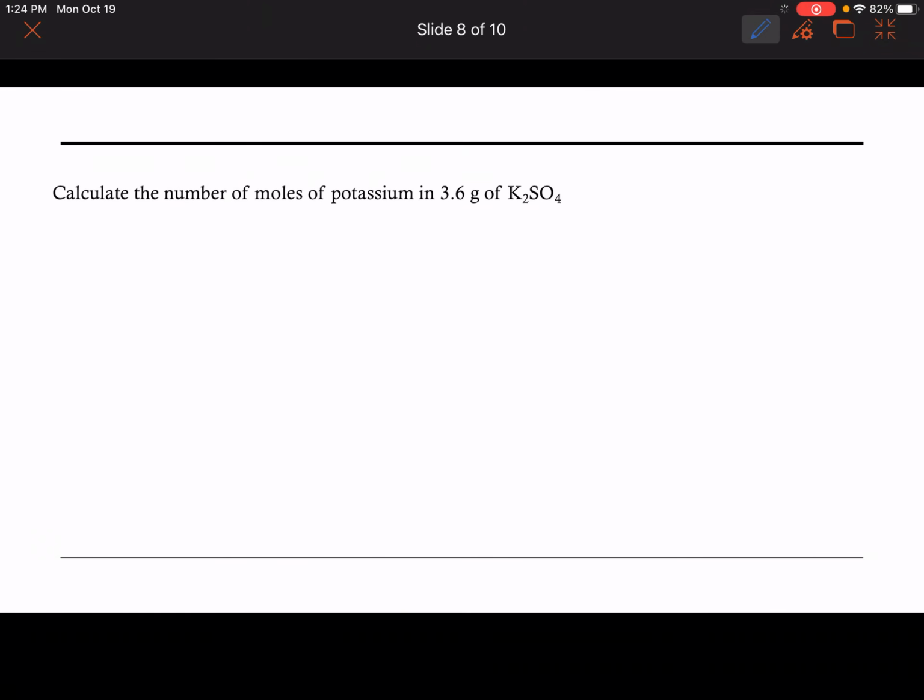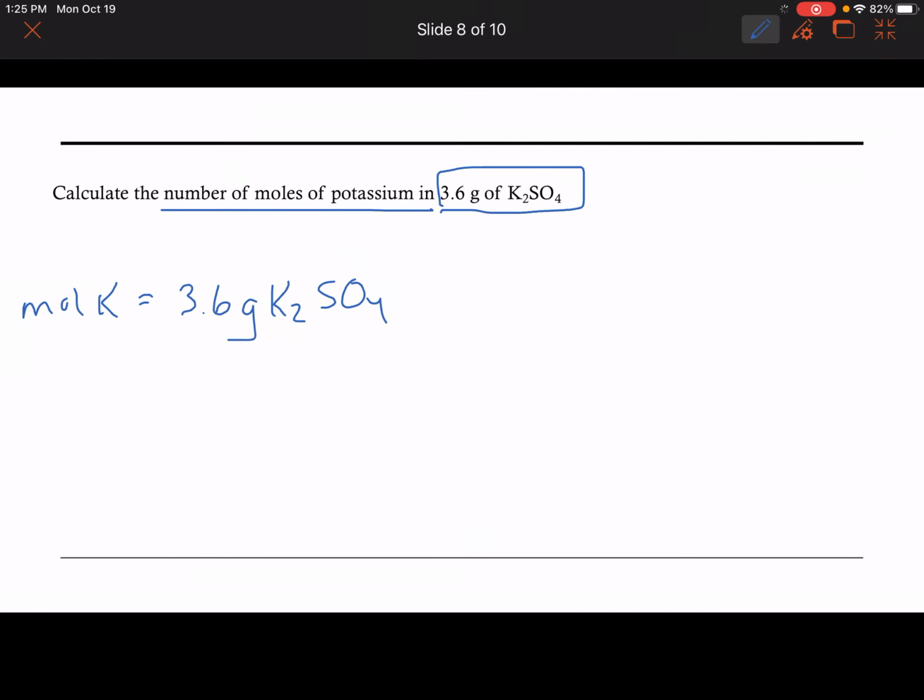Okay, now we're going to take this one step further here. Calculate the number of moles of potassium in 3.6 grams of K2SO4. Of course, the difference here was that prior to this, this information was given to you in moles, but now it's given to you in grams, okay? So we're going to set up our DA like always: what are you looking for equals what do you know? So you're looking for the number of moles of potassium.